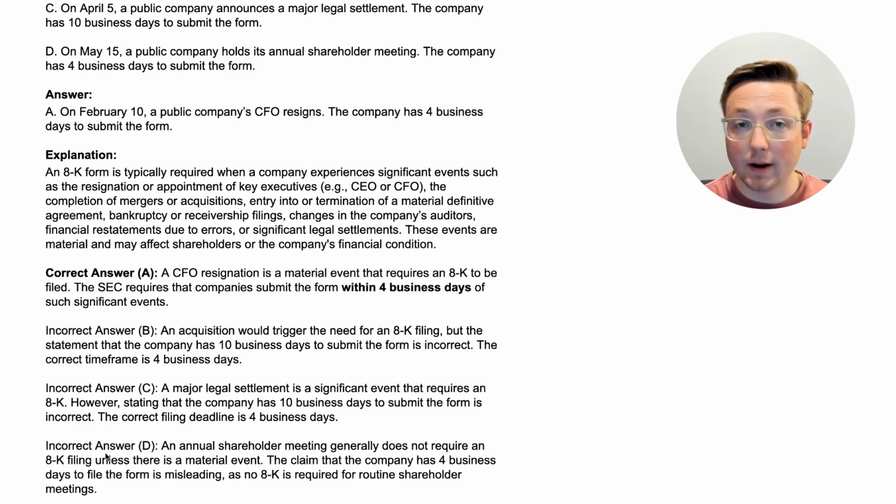And then the final incorrect answer, D, an annual shareholder meeting generally does not require an 8K filing unless there is a material event that was discussed there, which, maybe there was, but it didn't mention that in this question. And also the claim that the company has 4 business days to file the form is misleading in this case, as no 8K is required. So they didn't have 4 business days to file anything because they didn't have to file anything. But the 2 things you need to remember from this question is, first off, 8Ks are required for significant events that are going to be material to the company and to the shareholders.